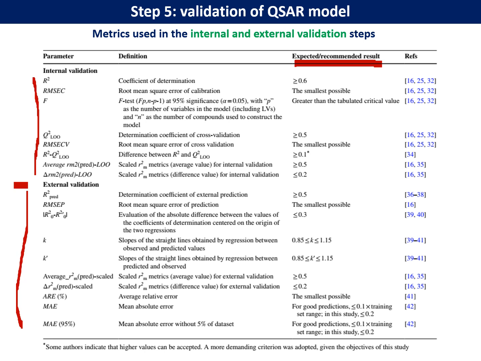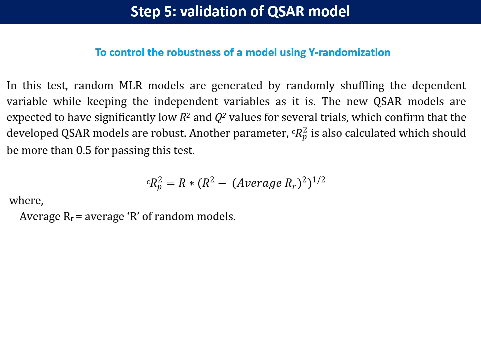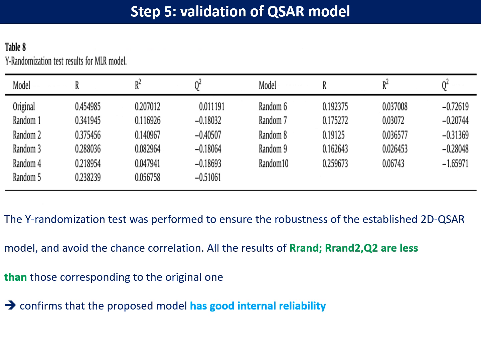For example, here R square must be more than 60% and RMSE should be as small as possible, or you can use this table as a reference. The next thing is you need to control the robustness of the model using Y-randomization. In this test, if the randomization value is more than 0.5, it means that your test is passed. Here I conducted the Y-randomization model. As you can see, this is the original.